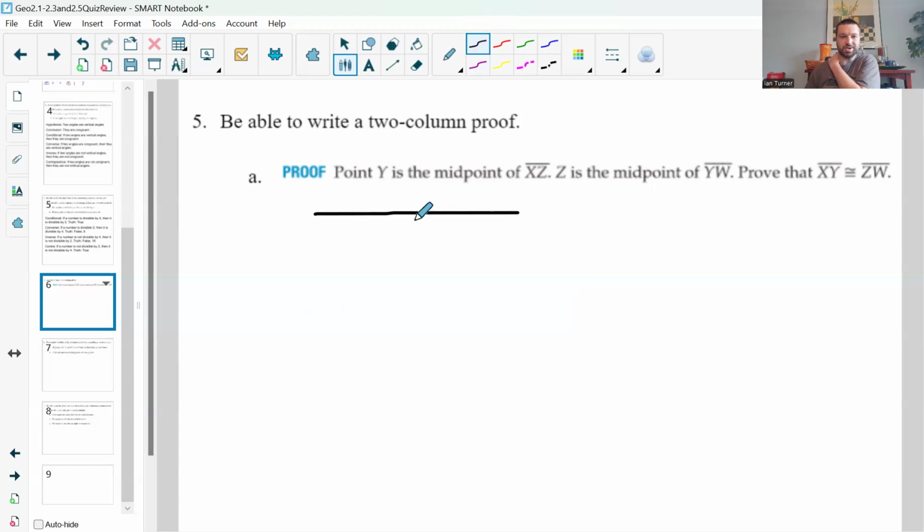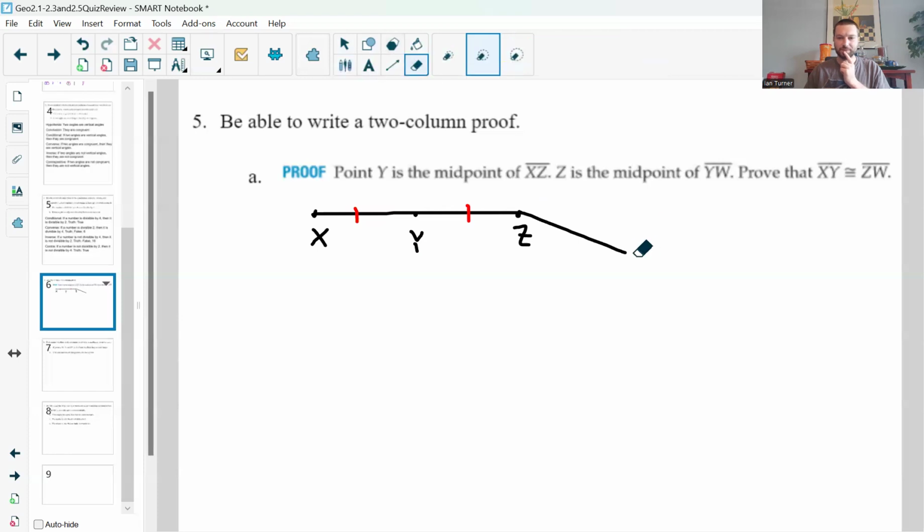Again, you don't have a picture. Draw it. Draw the picture. So we got XZ segment. And Y is exactly in the middle. It's the midpoint. Again, you could just give your little slashes there. And then Z is the midpoint of YW. Again, you got like an offshoot. Whoa, Z is the midpoint of YW. So maybe it doesn't look like that. Let's give that one more try. I think we should keep it flat.